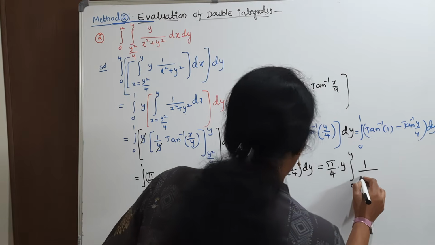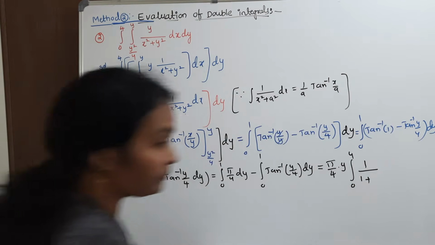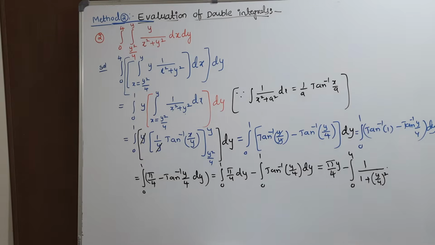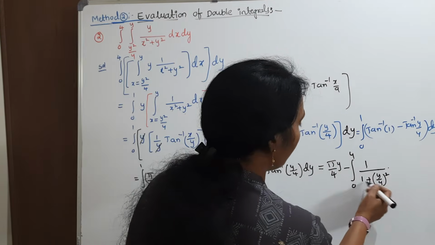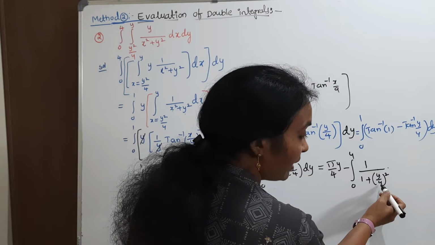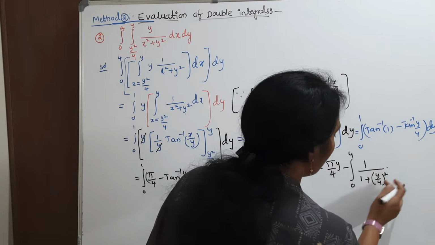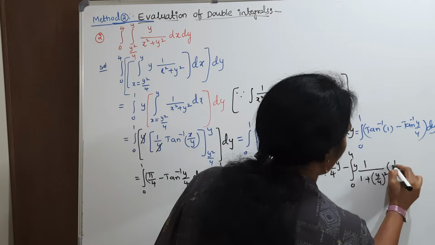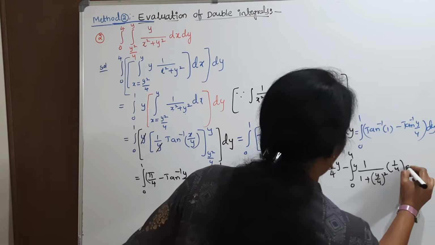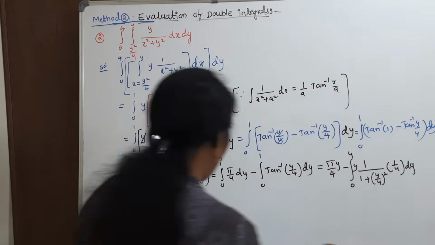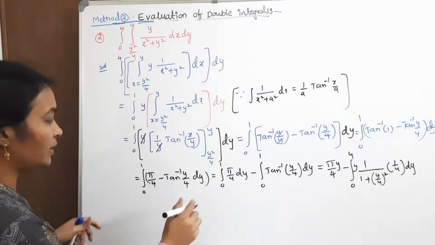It is 1 plus... see all of you, how can I write this? tan inverse x, 1 by 1 plus x square, then y by 4 internal integration, it is nothing but y, the constant is 1 by 4 and the remaining one is dy. Can I write it like this? Now see how I write it.